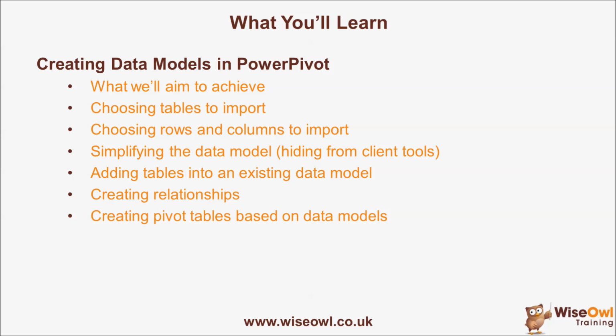We'll begin by looking at what we're trying to achieve, and then we'll look at how to get tables in from SQL Server and import them into a data model. We'll look at how to choose which rows and columns you want to import, and then how to simplify the data model by hiding certain tables and certain columns from the client tools so they don't appear in the pivot table field list. We'll then look at how to add tables into an existing data model and solve problems which may arise, and how to create relationships between tables in a data model so that the pivot table works okay.